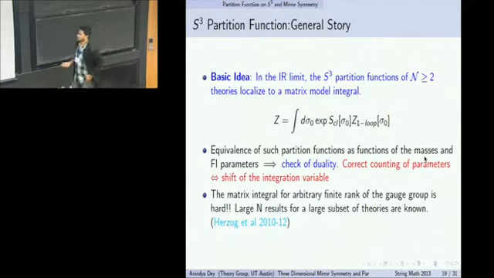Now, the matrix model for arbitrary finite rank of this gauge group is a very hard thing to do. Now, large n results exist for a large subset of these theories, and this is the subject of the papers by Herzog and collaborators from 2010 to 2012. But that's not what we want. We don't want large n results. We want to solve the problem for finite rank of the gauge group. Okay.